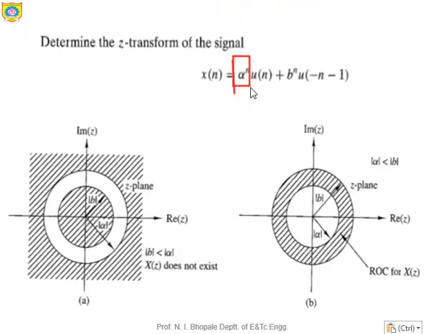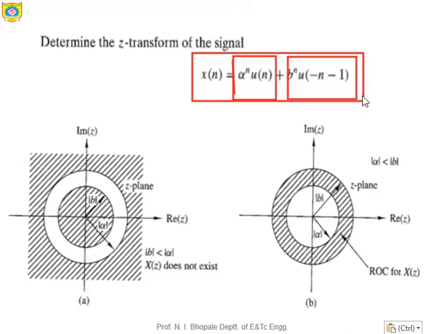sequences. One is alpha raised to n u of n, which is a right sided sequence, and the second is a left sided sequence. So the result of addition of these two sequences will decide what exactly the resultant ROC is. For the case, let's say, when alpha is greater than b, we can calculate the Z transform for the first case, that is mod z greater than alpha.